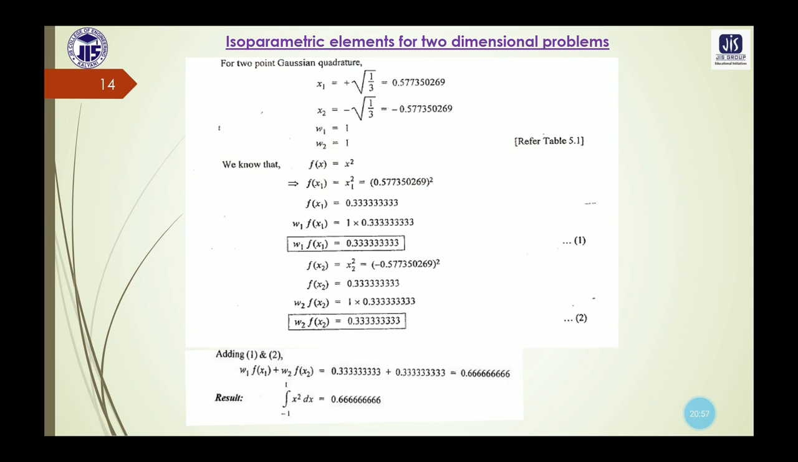Now to find the value of the given integral, we need to add these two different equations, that is we will add w1 into fx1 and w2 into fx2. That means the final value we are getting here is 0.666. So this is the result here, which is 0.666 for minus 1 to 1 x squared dx. We can also verify this by doing the simple integration. It will be x cubed by 3, and the limit of the integration is minus 1 to 1 for x cubed by 3.